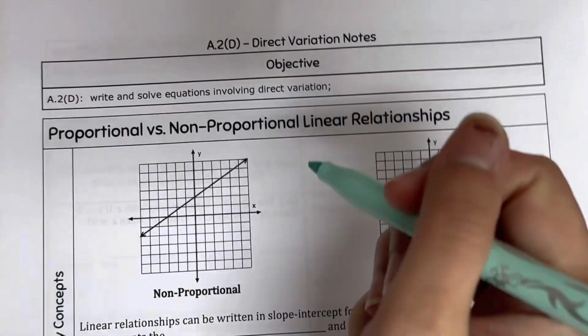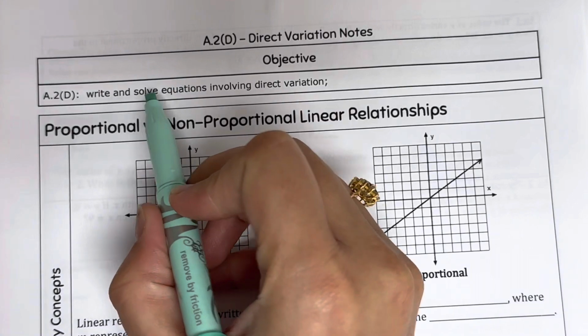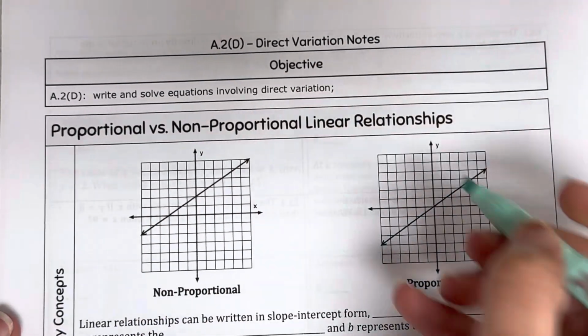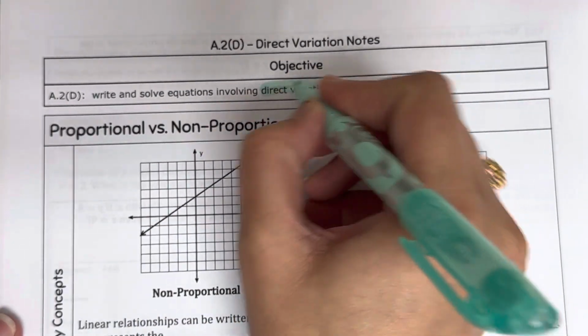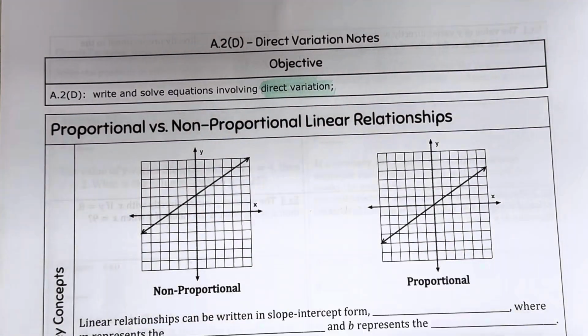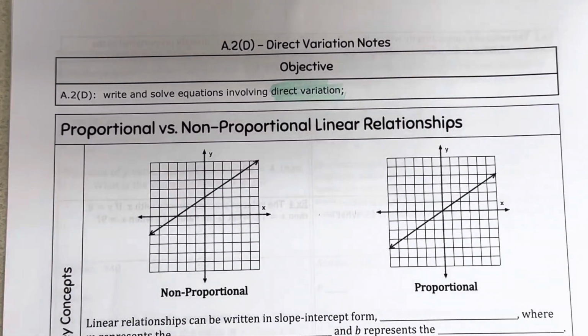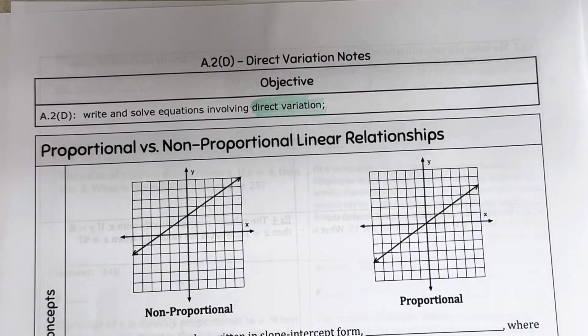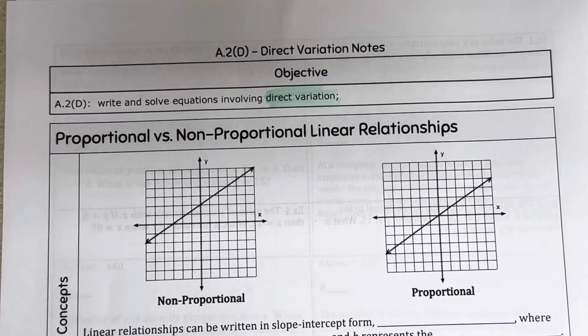Your goal for today is to write and solve equations involving direct variations. So we are going to write equations and then we are going to solve the equations that involve direct variation. Now, what is direct variation? We'll talk about it in a minute, but this is something that you already did last year. And so some of you might have a memory of it, but we are going to relearn it.